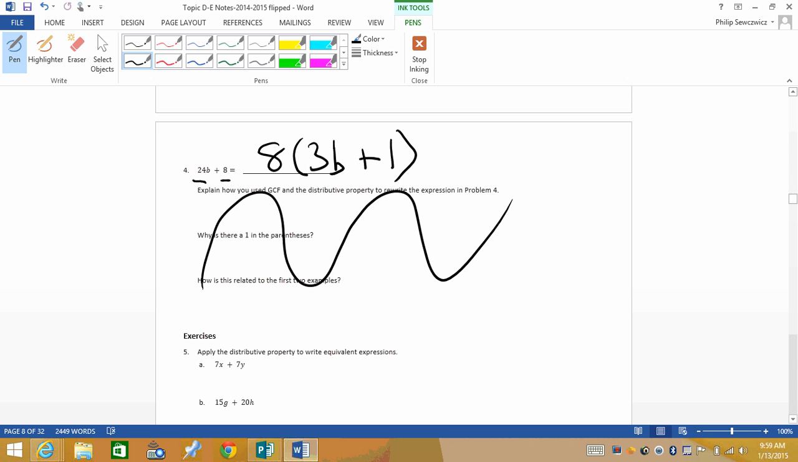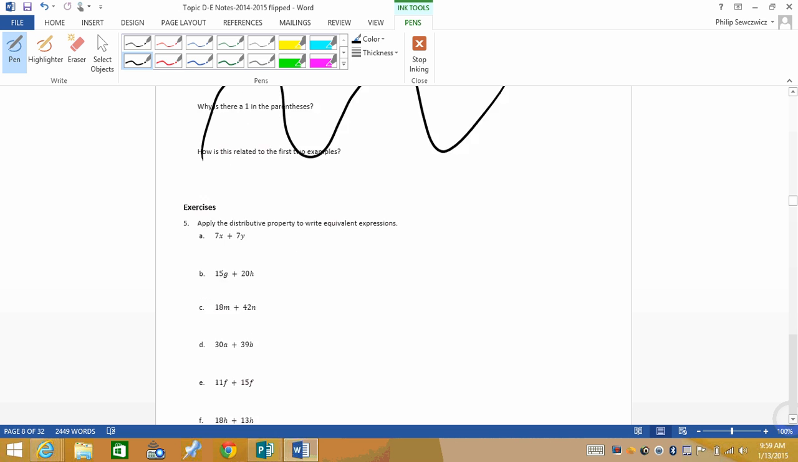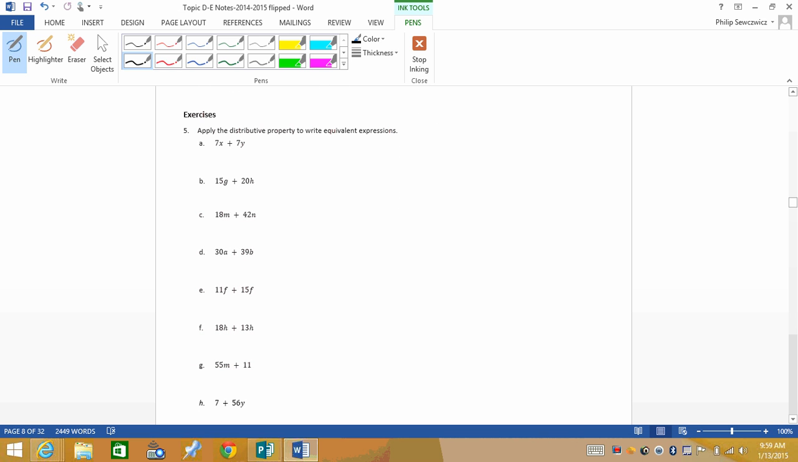All right, so let's just keep on going down there. Apply the distributive property to write equivalent expressions. Again, different directions, you're pretty much going to see that phrase factor. And the word factor means that you're going to have to use the GCF. And you're going to have to use the distributive property. Okay, so let's try a few of these and see what you think.